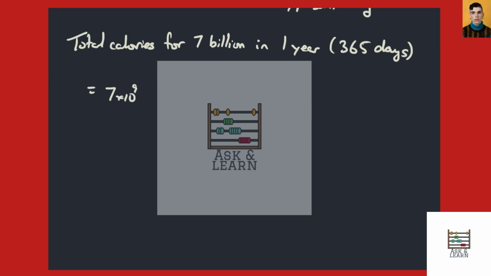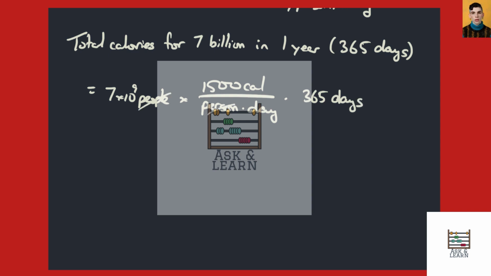7 times 10 to the 9th people, we're going to multiply this by 1,500 calories per person per day times 365 days. We can see here that people will cancel, days will cancel, and we will find that we have 3.8325 times 10 to the 15th calories that would be needed.